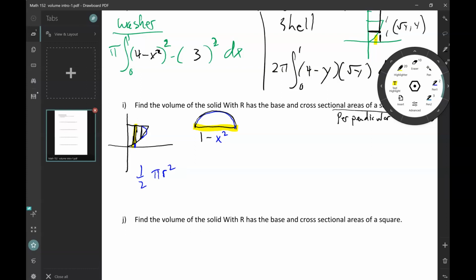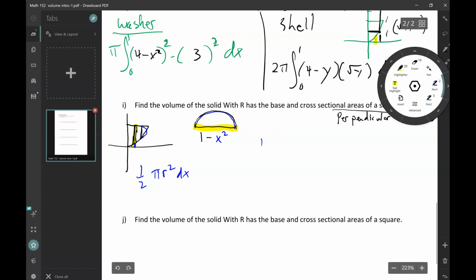Where'd that come from? Well, the area of a circle is pi r squared. So this is a semicircle, so we're going to take half that. And then there's that little bit of thickness, and that's where the dx will come in. Okay, so this is kind of like half of a cylinder. So that's the basic formula for this cross-sectional area because we're dealing with semicircles.